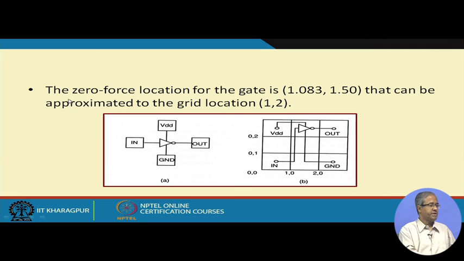So, the 0 force location has been calculated as 1.083 and 1.5, and if you round off, it comes to 1, 2 as the nearest integer values. So, 1, 2 will be this cell. The final solution is shown. So, for this particular problem this gate has to be placed in this location in the grid.